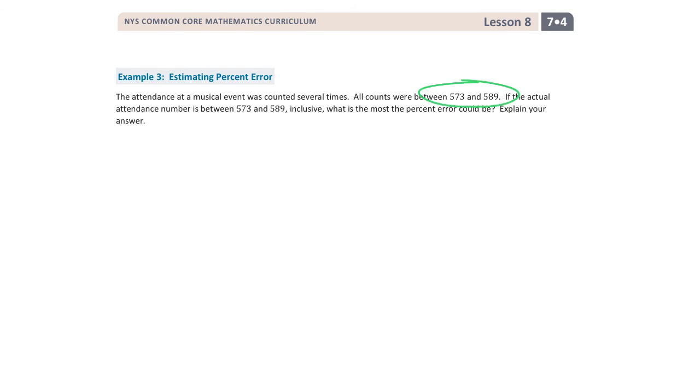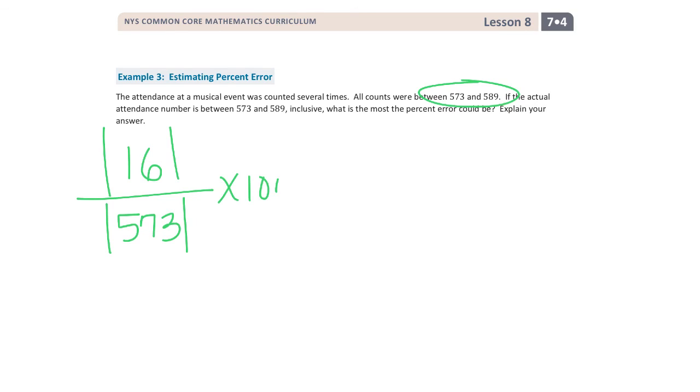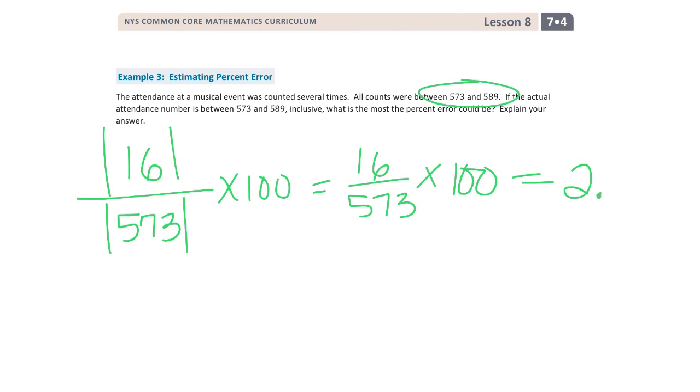So the greatest spread, amount of error, 16. So the absolute value of that. And we would use the 573, the lower amount, as our denominator, as our actual for finding the percent, times 100. So then 16 573rds times 100, and you get 2 8/10%.